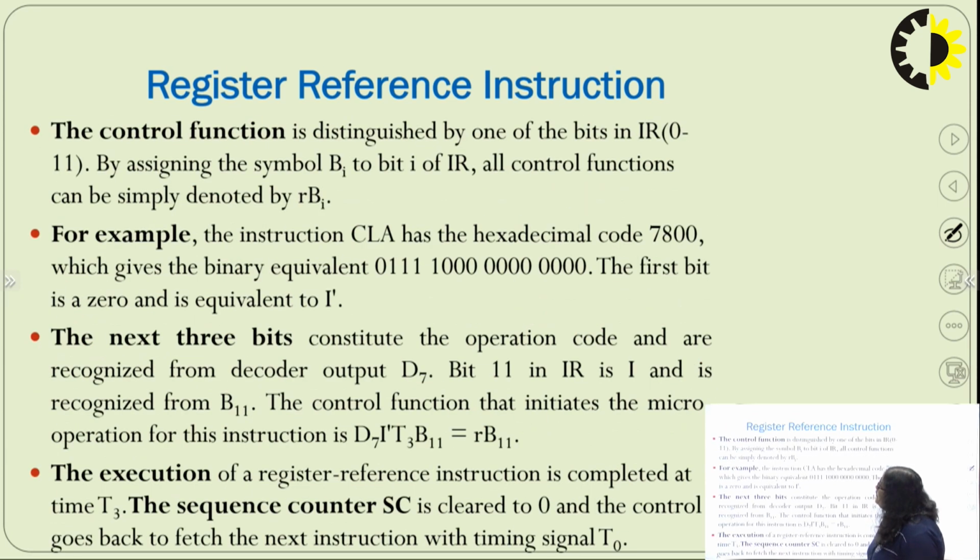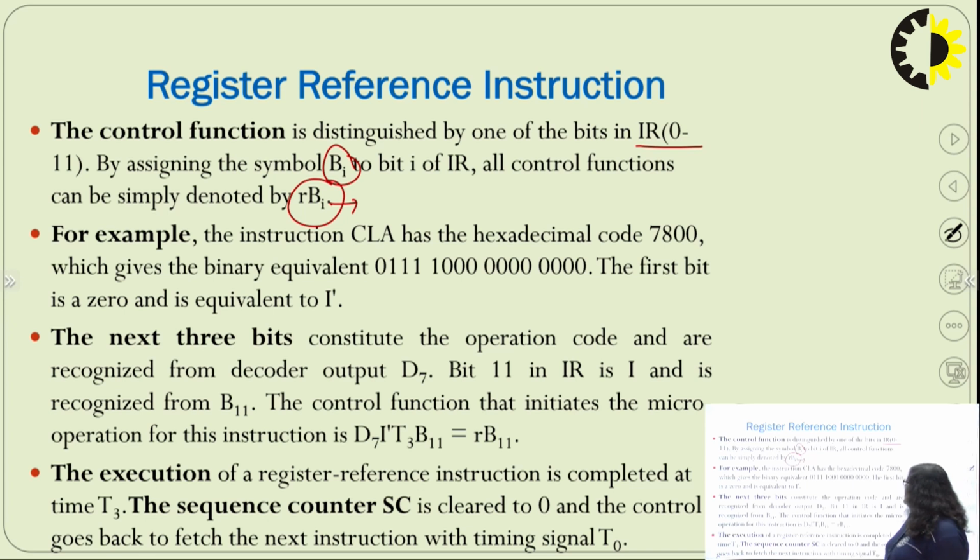First, we have to define the control function in the register reference instruction. We denote it with the character value RBI. What is RBI? R is the register reference, and BI is symbolized by the ith bit of IR, that is 0 to 11, because the I value is 0 to 11 in this case.